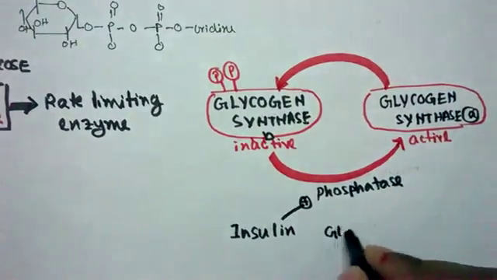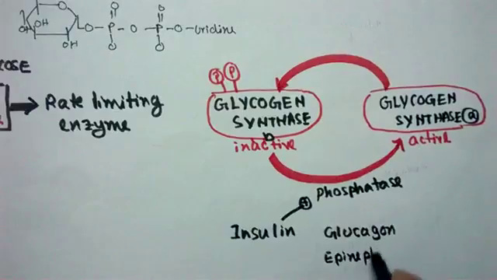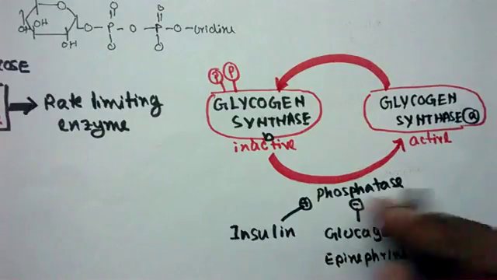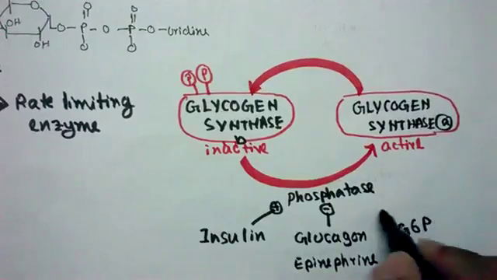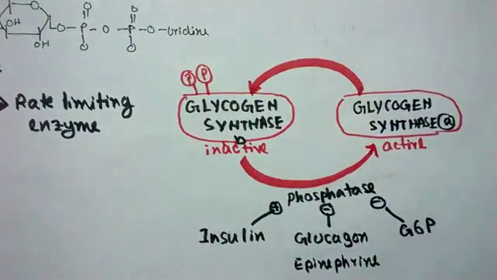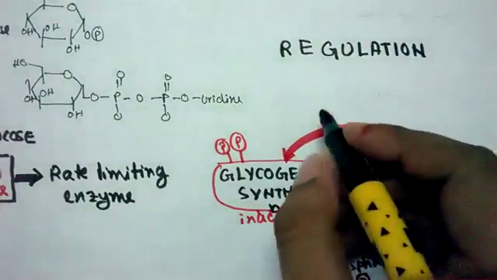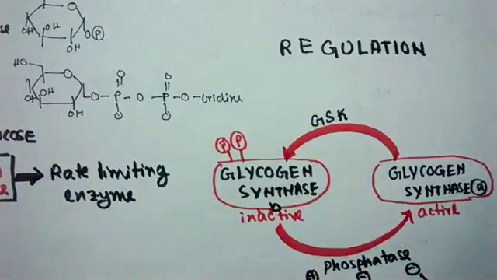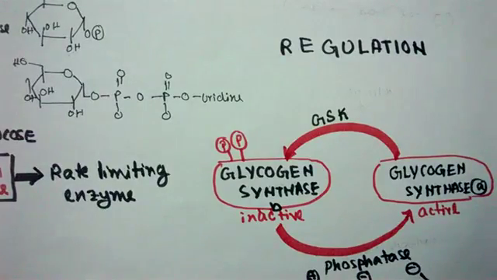But glucagon and epinephrine, on the other side, allosterically hinder this phosphoprotein phosphatase. Glucose 6-phosphate also negatively regulates phosphoprotein phosphatase, and on the other side the conversion of the active form into the inactive form is triggered by GSK, glycogen synthase kinase. So when glycogen synthase kinase is active, glycogen synthase becomes phosphorylated, and ultimately glycogen synthase would be inactive.